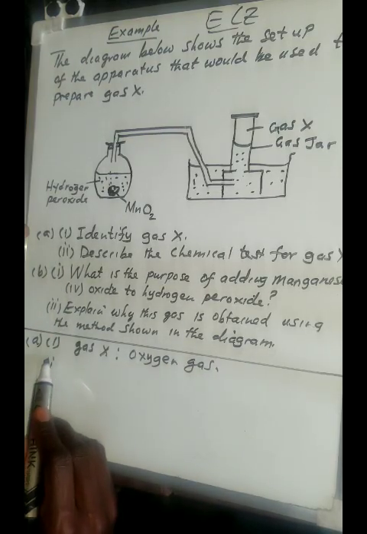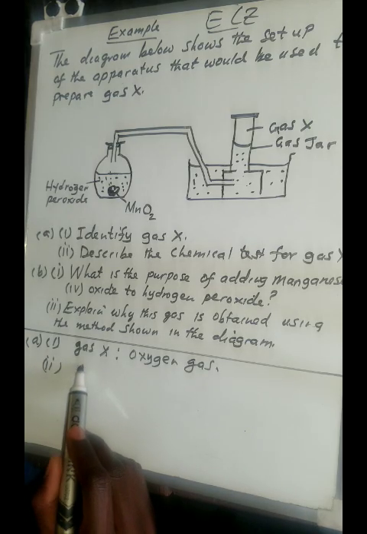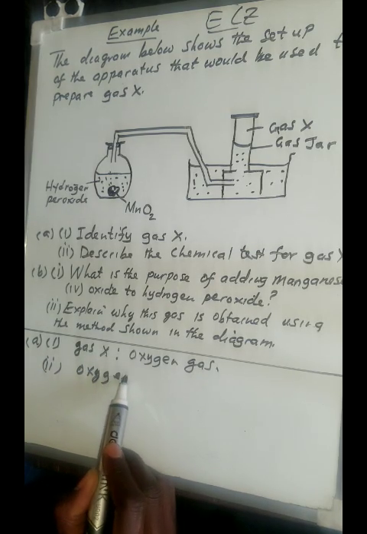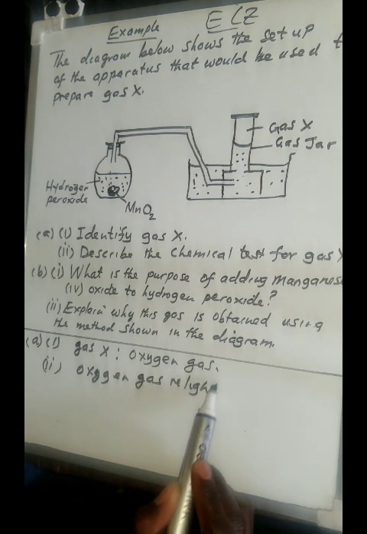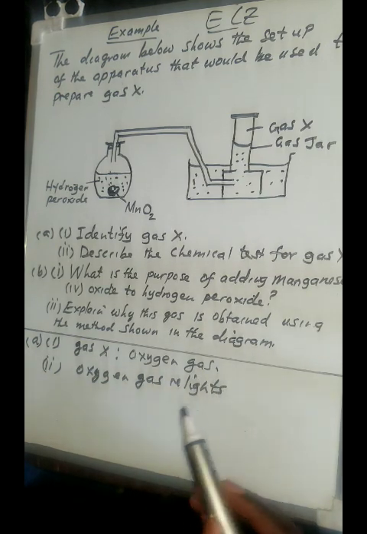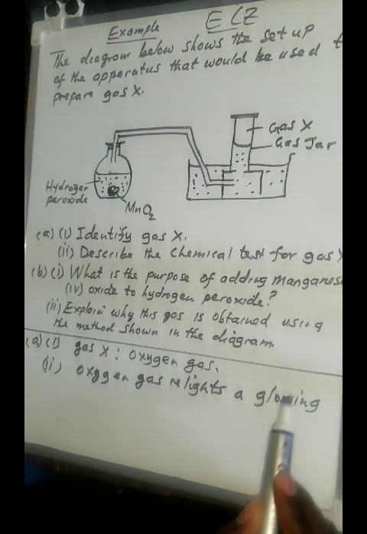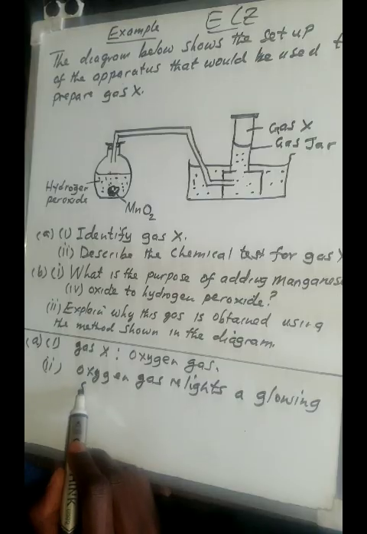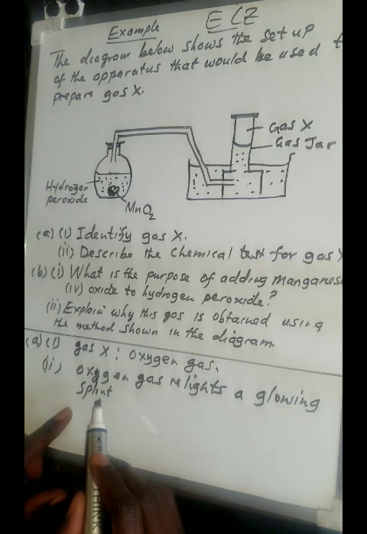Then A2 says describe the chemical test for gas X. So what is the chemical test, in other words, for oxygen? Well, you need to remember that oxygen gas relights a glowing splint. That is what you need to remember when it comes to the chemical test of oxygen.